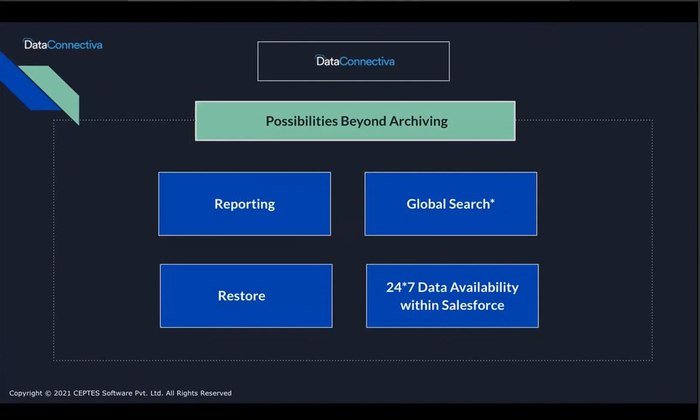Now, it could be finding the data 24/7, because even if it's archived, it's still there all the time. That's one of the key USPs of the product. It's not a cold archiving. It's a hot archiving. It's always there, right? You can report on the data. You can do global search. You can bring the data back any point of time you want. So the restore option is also there.